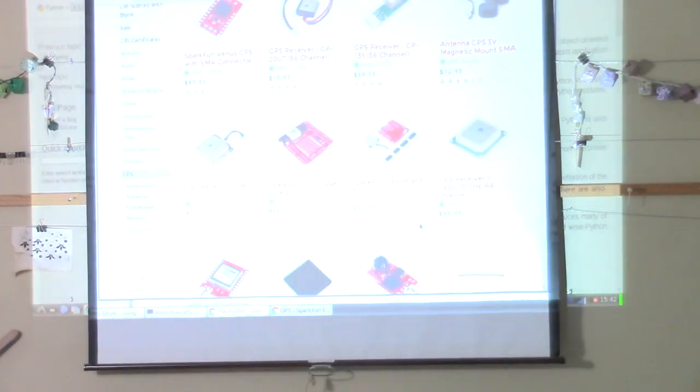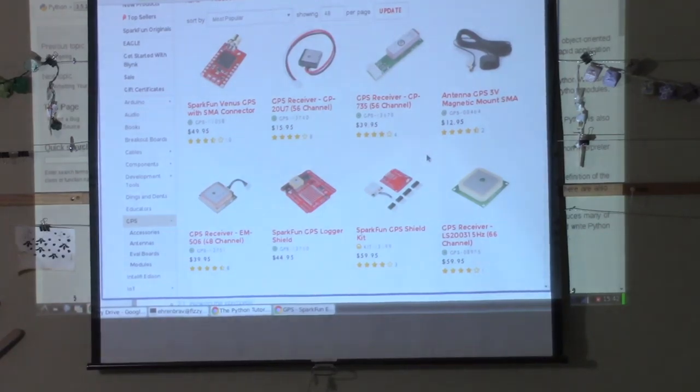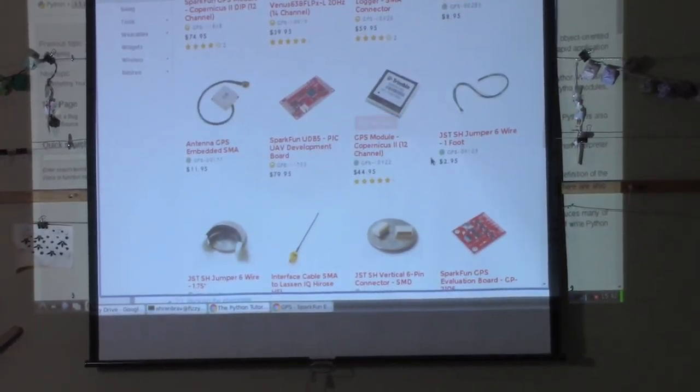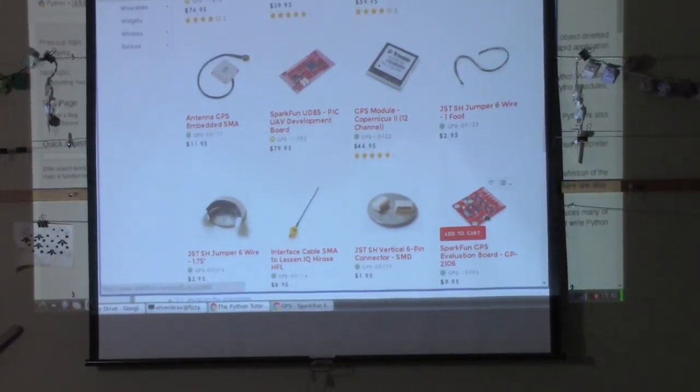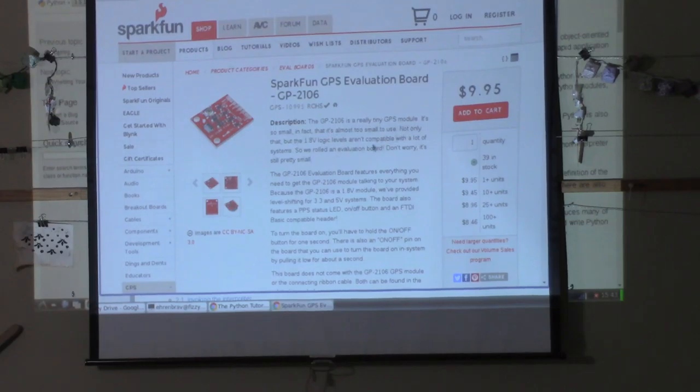So this has an SMA connector, so you can connect it to a good antenna. GPS is very heavily dependent on the antenna that you use, and they all have SMAs, so you'll want to get an additional antenna. Let's see, this looks pretty good. This one's for $10, so let's see what this one has. Wow, okay.